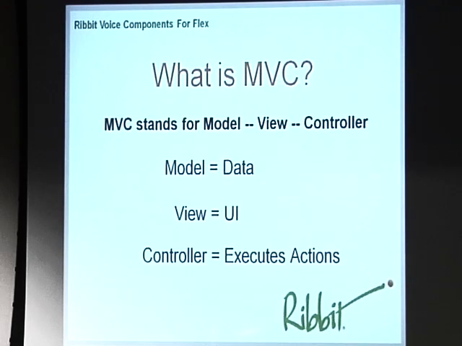Model. Model is basically your data that you want to have. It could be a value object, just some data. It can go and retrieve stuff from a database and pull it back. Your view, easy. It's your UI components. It's how things look, how things are rendered on the screen, everything like that.